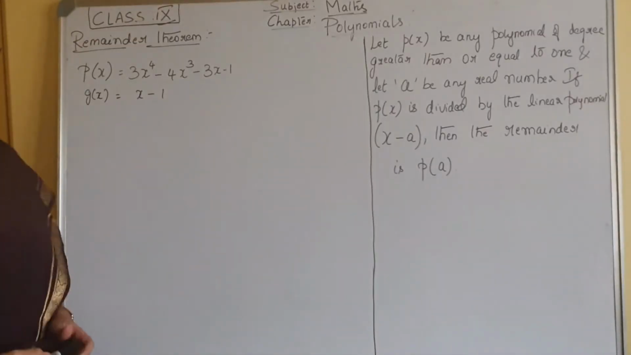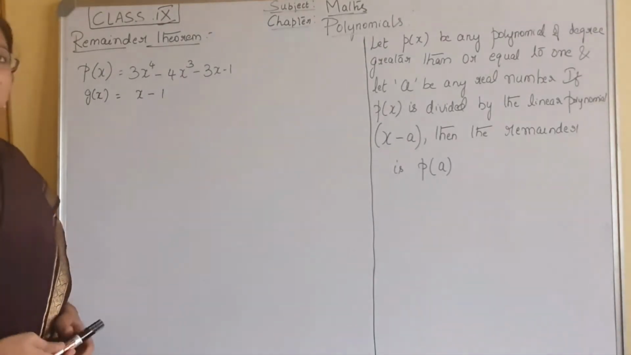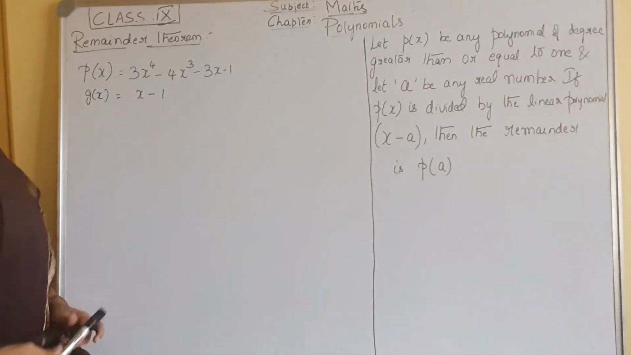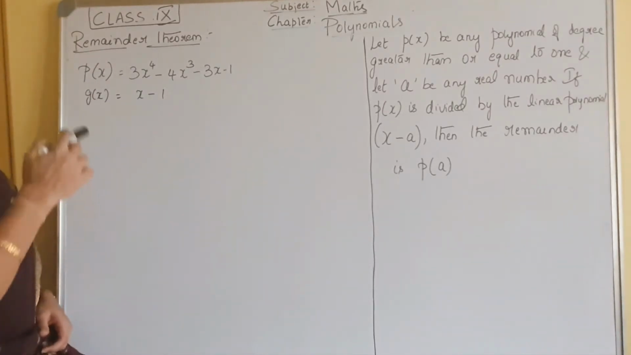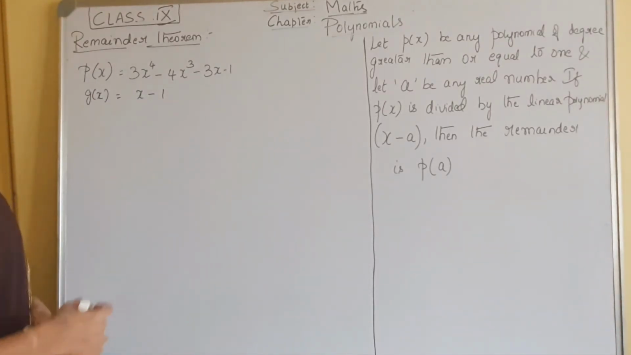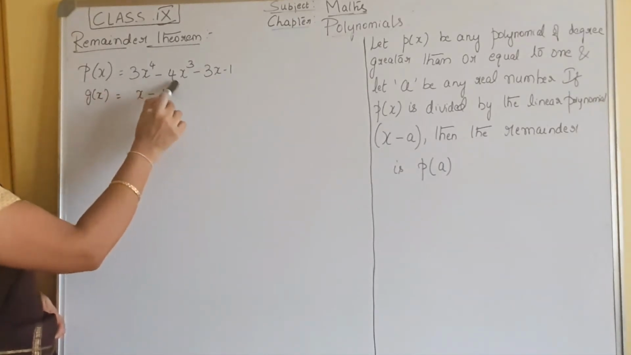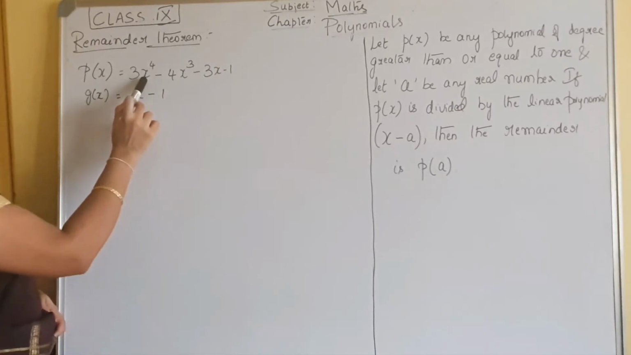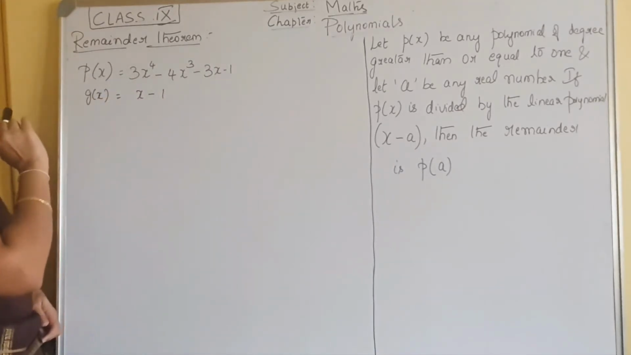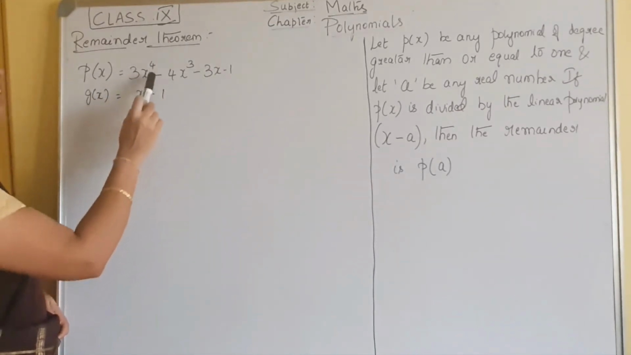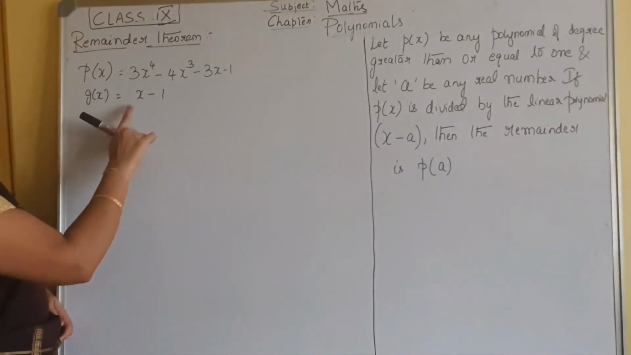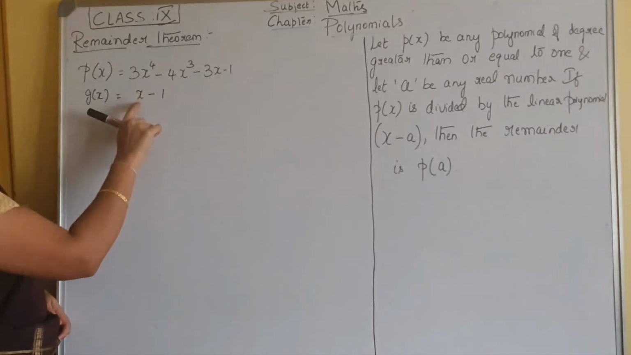Okay, now we know that we can do the division of polynomials in two methods. One we have seen, it is the long division method. The other method is the remainder theorem. Before we understand what the remainder theorem is, we need to know this. A polynomial is represented by p of x, a polynomial in variable x. And g of x is a linear polynomial, x minus 1, because the degree is 1.